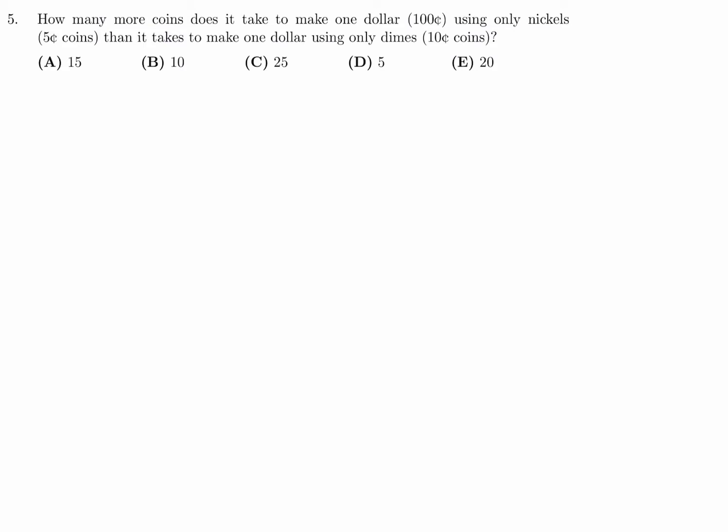How many more coins does it take to make $1 using nickels than it takes to make $1 using dimes? Well, $1 divided by 5 cents is 20. So it takes 20 of those nickels to make $1. And then you have $1 divided by 10 cents, and that's 10. So it takes 10 dimes to make $1.